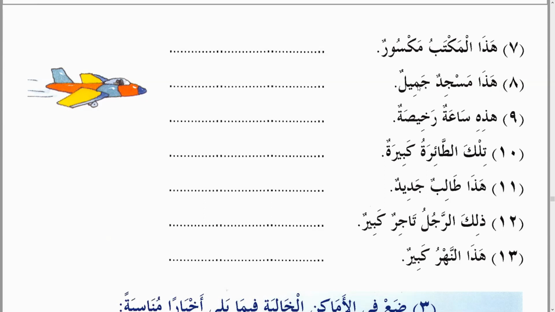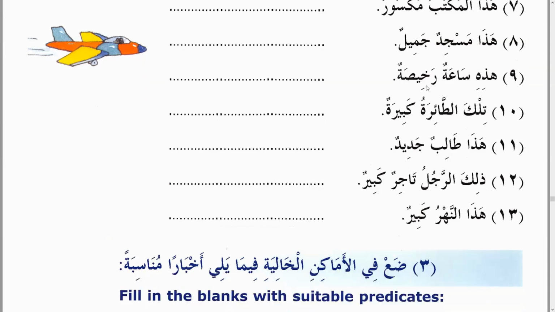Hadhihi masajidu jamilatun, right? These are beautiful mosques. This is a cheap watch. So we have to say, can anyone do this, please? Ninth one. These are cheap watches. These watches are cheap. It's very easy. Anyone? We just need to change one word in this sentence. Just one word. Rest all remains the same, right?